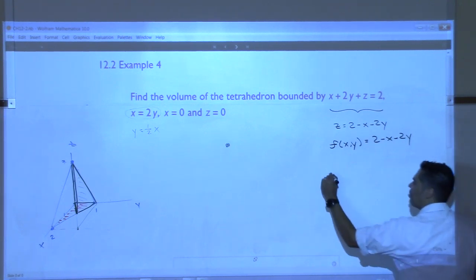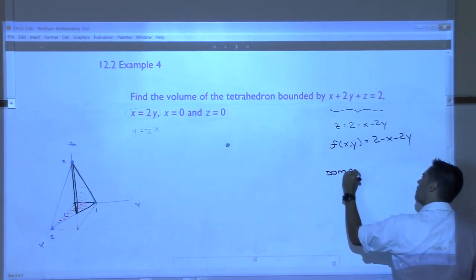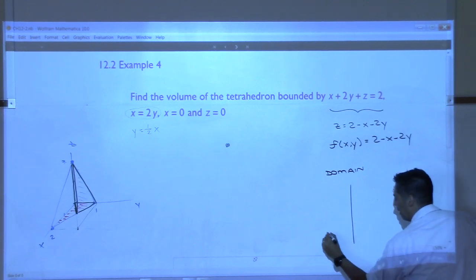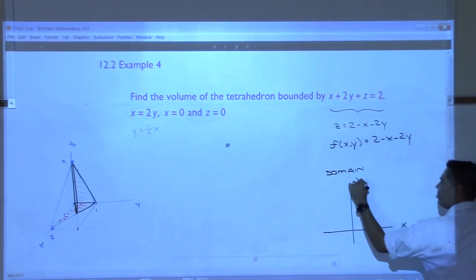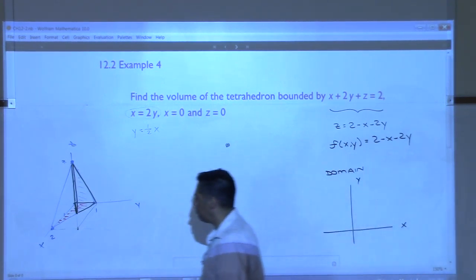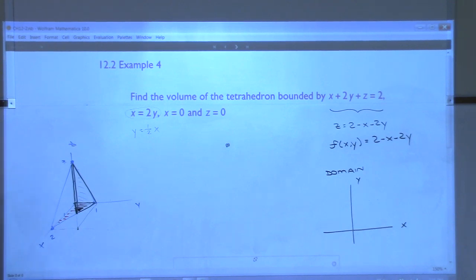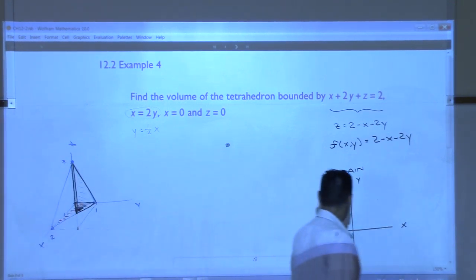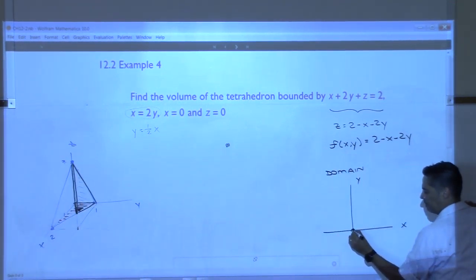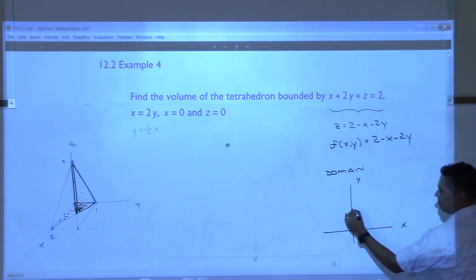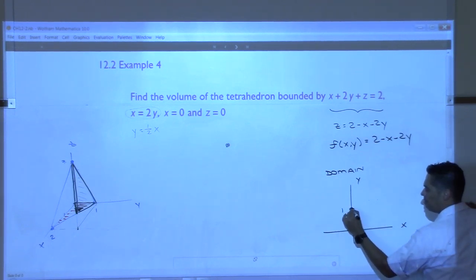So that's our surface. Our domain is in the xy plane. So we got to talk about this little shadow in here, this little piece down here. We got to talk about that. So some of the points we know are there. The origin, right? The origin is there. This point 0, 1 is here.